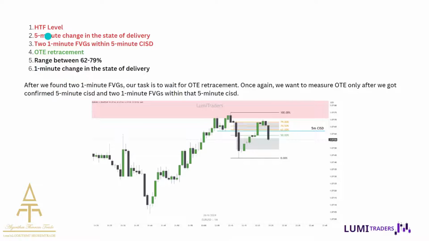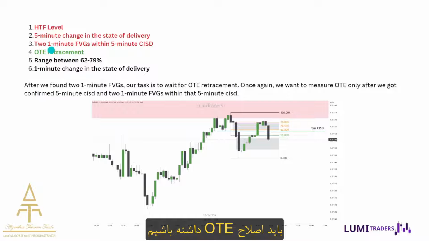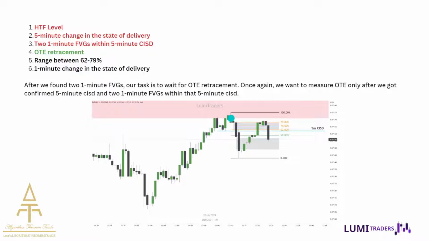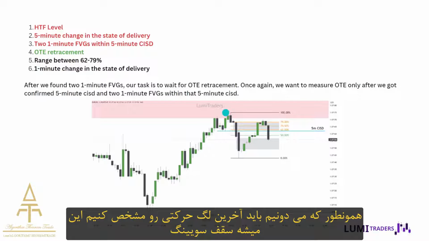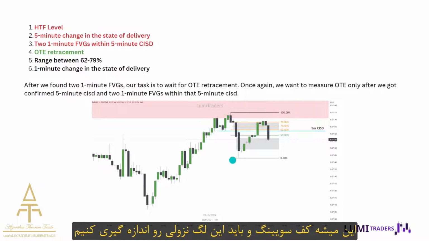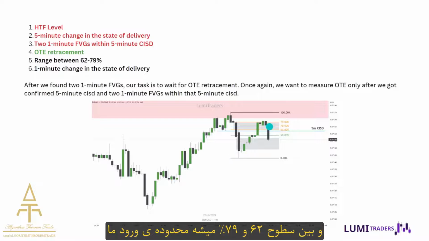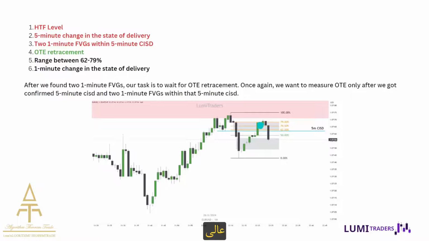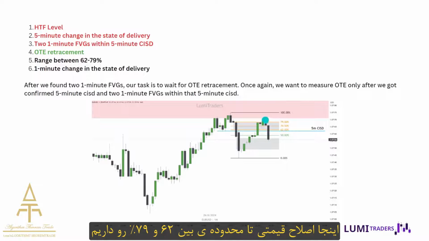Next, we want to find OT retracement. As we know already, we want to use the very last swing high, swing low. We want to measure this leg down. And range between 62 and 79% is going to be our entry range. Perfect. Here we got perfect retracement all the way up to the range between 62 and 79%.